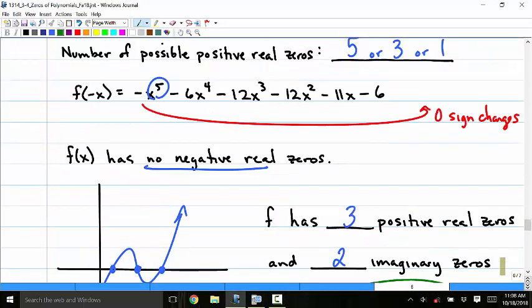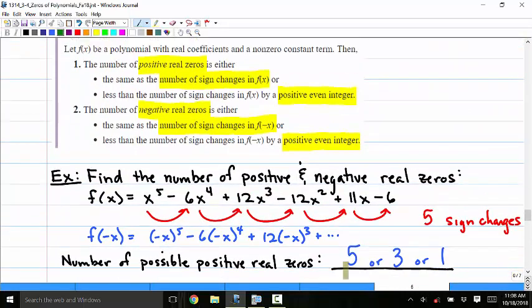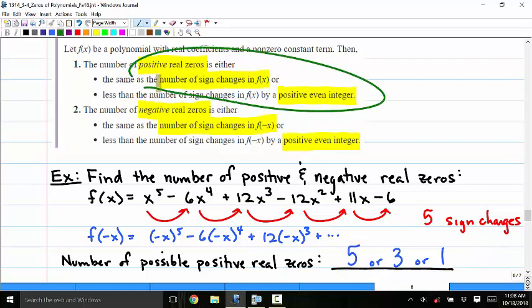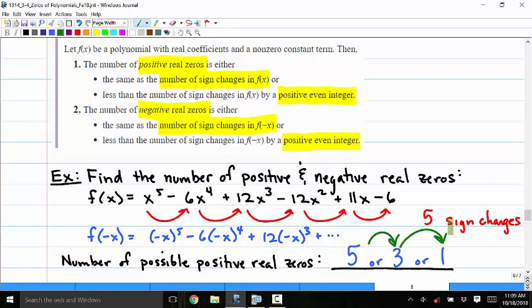Okay, question was, where did the 3 and the 1 come from? Came from right here. But where did that come from? Right here. It said the number of positive real zeros is equal to the number of sign changes, which there were 5, right? There were 5 sign changes here from positive to negative. Or it's less than the number of sign changes by a positive even integer. So I did 5 minus 2 and then subtract 2 again. That's where the 5, 3, 1 came from.